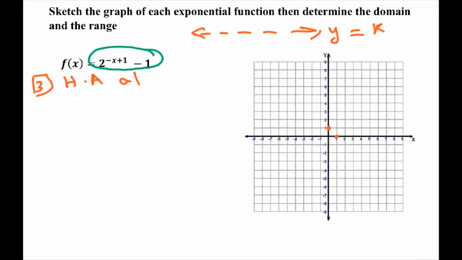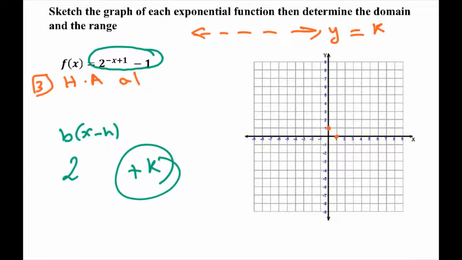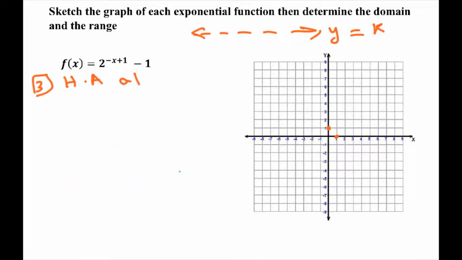Well, the equation can be written in the form of transformations, b to the power of x minus h, plus k. This base can be 2, can be e, can be 3, whatever base. It does not matter what the base is. So k is here. By looking here, this is k. So k is basically negative 1. So it has a horizontal asymptote at y equals negative 1. I'm going to go here and draw a horizontal asymptote at y equals negative 1.